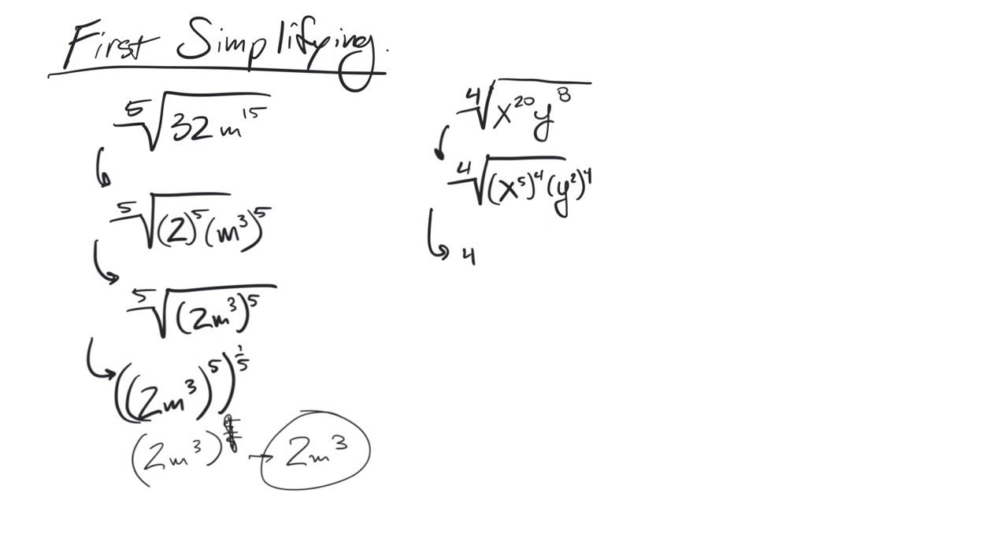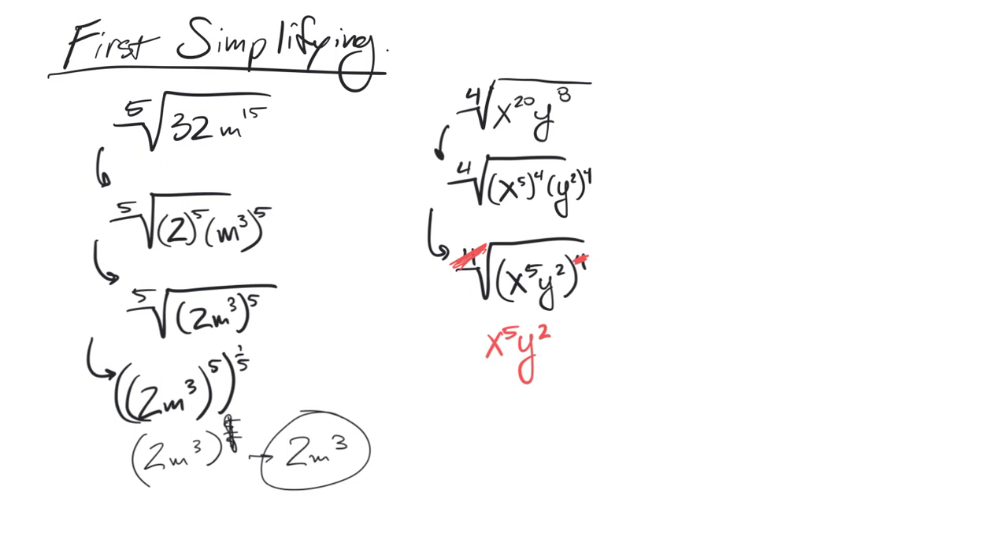Let's simplify it even further. And I have x to the 5th times y squared, and this whole thing is raised to the 4th. Now, instead of rewriting and doing this step here, which is a little messy, I'm going to point out that we have an index of 4 here, and we have an exponent of 4 underneath the radicand. These essentially just cancel out, and I am left with x to the 5th y squared.